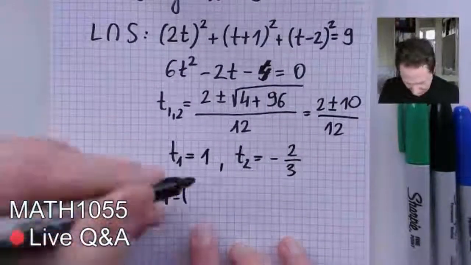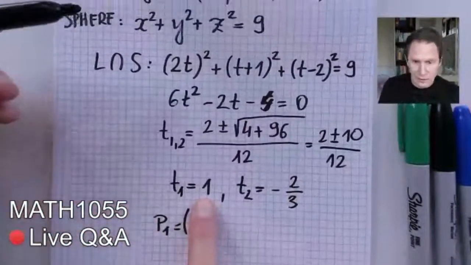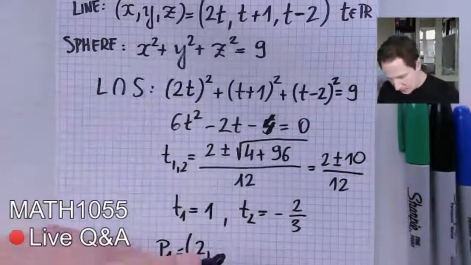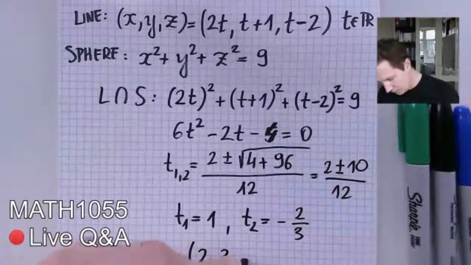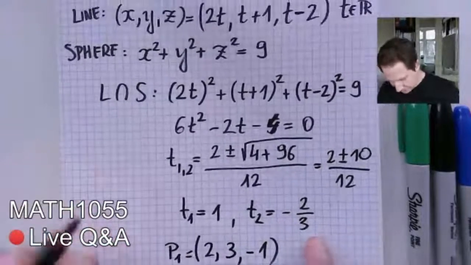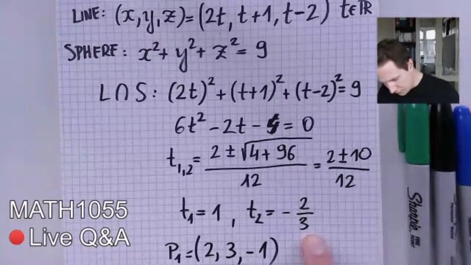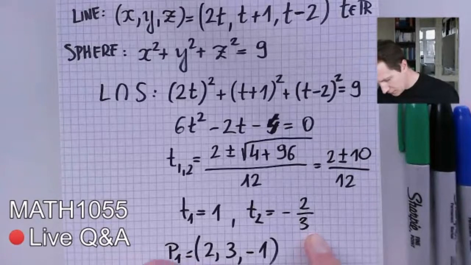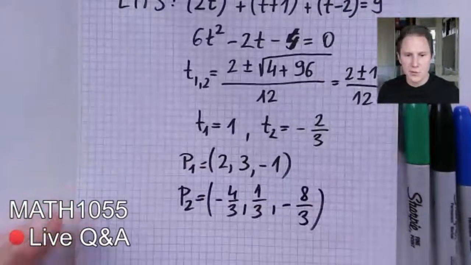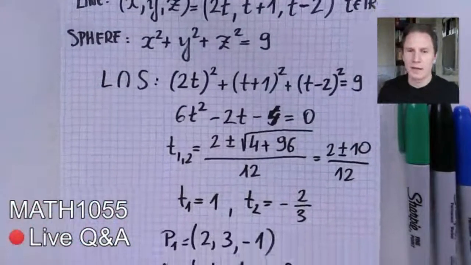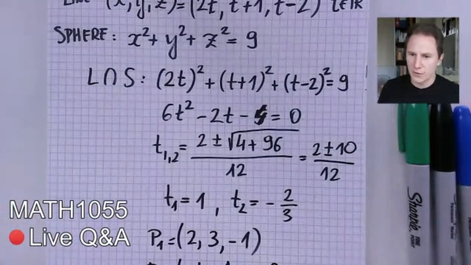Point 1 is simply, well, I'm substituting t equals 1 into the equation of the line. So I get 2, 3, and minus 1. So that's one intersection point. And the other one is minus 4/3, plus 1/3, minus 8/3. So you can check that indeed these 2 points satisfy both of these equations. And doing this last check is always a good idea.